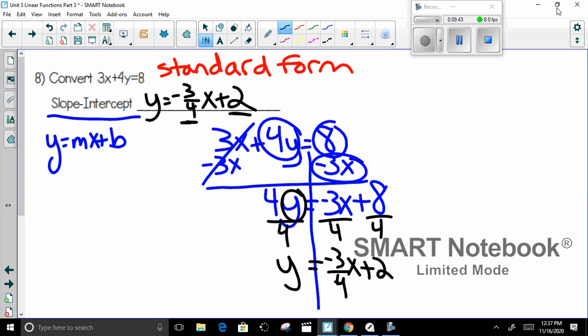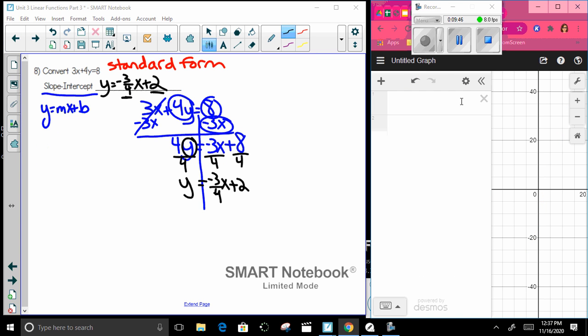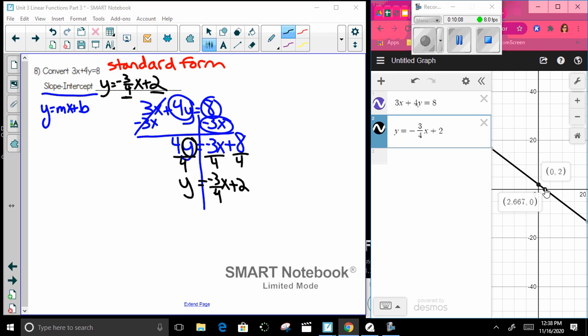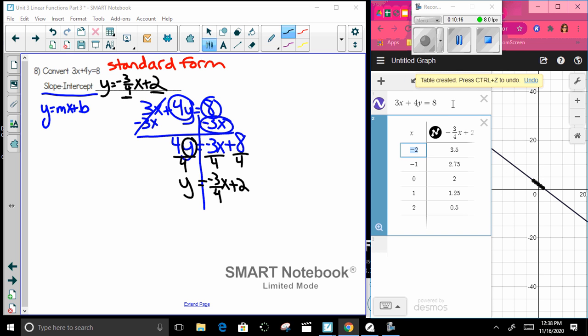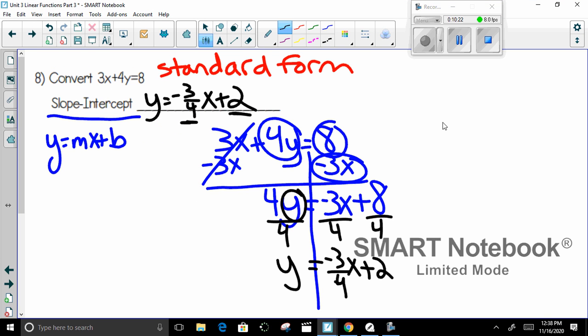Go check yourself. So let's come here. I had it in standard form. That's what it is in standard form. Now check slope-intercept. And it looks to me like it's the same thing. There's my y-intercept, there's my x-intercept. That x-intercept is not very pretty, so just 2.6 repeating. I could also get my table if I needed to, only on my slope-intercept form one. I cannot get it on my standard form one. All right, I believe there's 3 questions left.